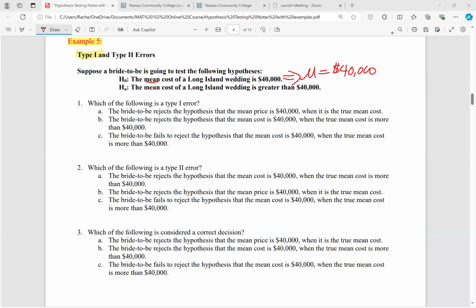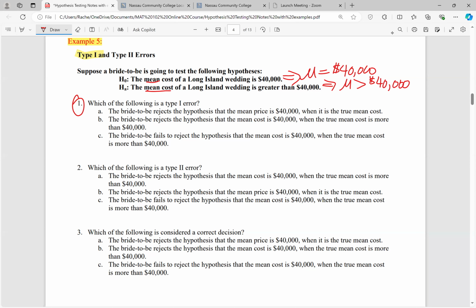And then let's write the alternative. The mean cost of a Long Island wedding is greater than 40,000. So we could write mu is greater than 40,000. That's how we would write it in symbols rather than words. These are multiple choice. Number 1 says, which of the following represents a type 1 error?